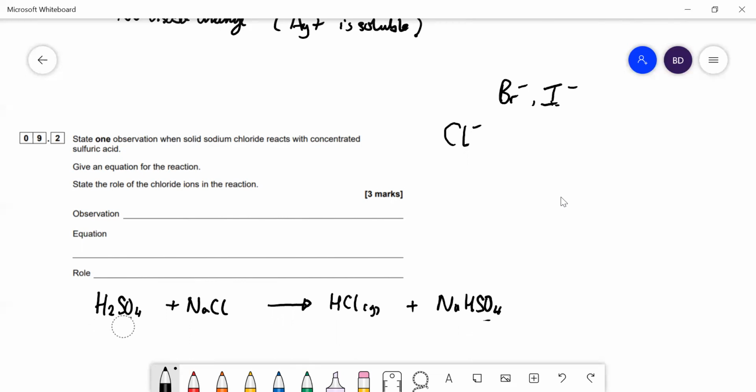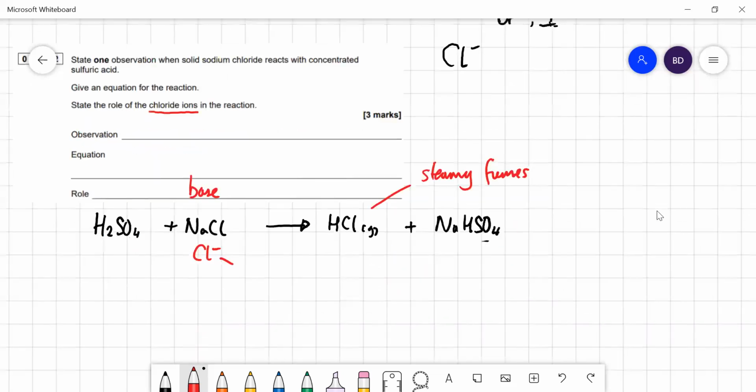Okay, now what kind of reaction is that? It's not redox. What would the observation be? Well, you get steamy fumes of HCl. HCl gas is always described as steamy fumes, and it will bubble, okay? What is the role of the chloride ions in this reaction, right? The chloride ions here, well, they're accepting protons, aren't they? So they are acting as a base. They are not acting as a reducing agent, as is the case with bromide and iodide ions.